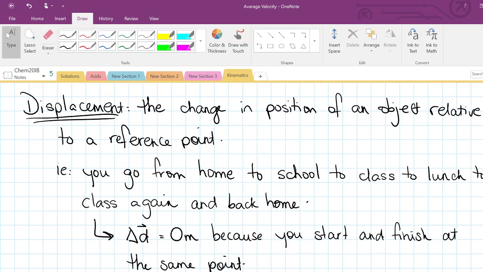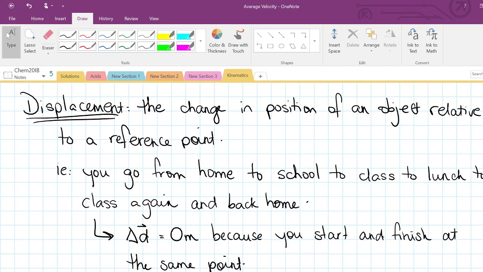So, for example, if you go from your house, that's your starting reference point. You travel to school, you go to class, you go to lunch, you go to class again, and then you come back home. Your total distance may be something like, let's say, 12 kilometers or so. You've got a ton of steps accumulated, you've actually put on quite a bit of mileage throughout the day.